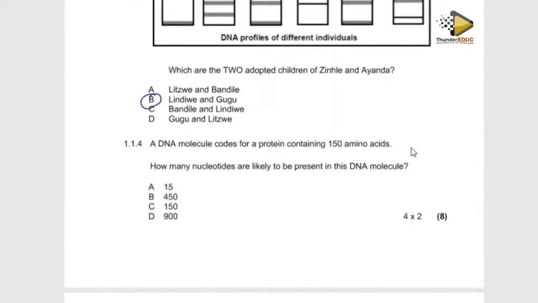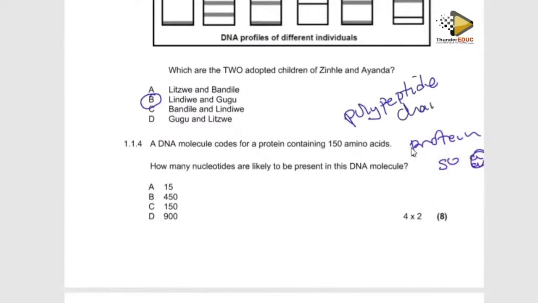Remember, we call it a protein if it has 50 amino acids and above. If it doesn't have 50 amino acids, then we don't call it a protein. We call it a polypeptide chain. We call it a what? A polypeptide chain. So that's how we call it. But if it is more than 50 amino acids, then we call it a what? A protein.